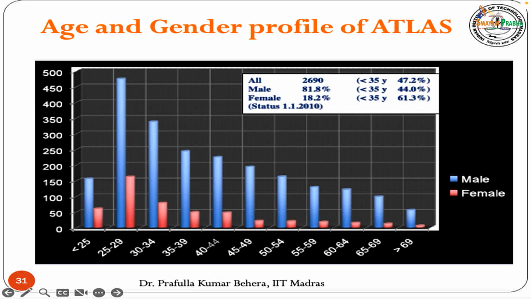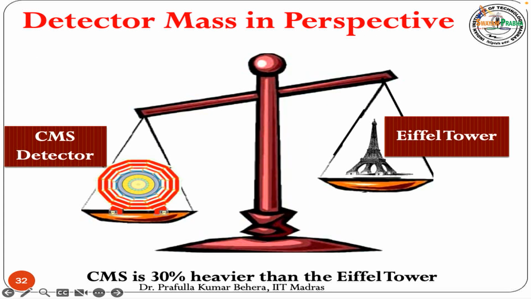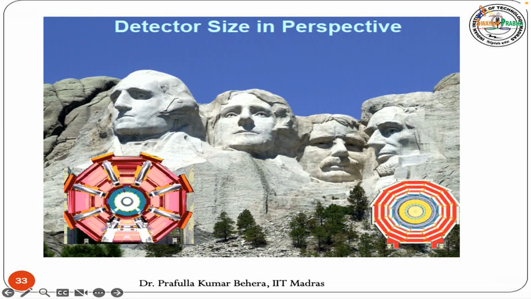And this is the age group of people we look at. We make sure that young people come to the system and they see it. Mostly 25 to 29, more energetic people are interested to do this, and you can see it's nice. CMS is heavier than the Eiffel Tower, okay. This is in the size.